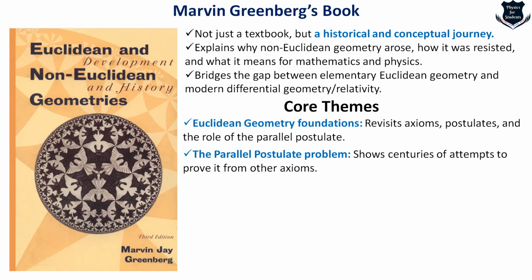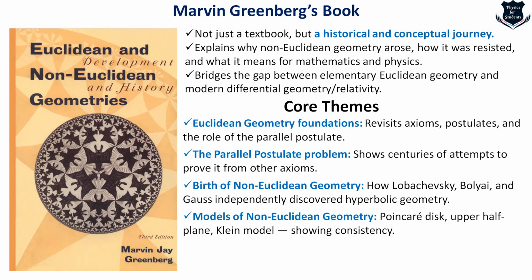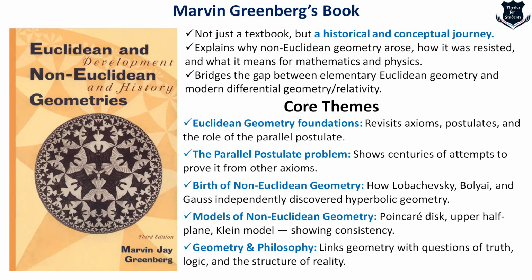So the core themes are Euclidean geometry. It will revisit it, because it is good that you brush up before going into the lessons. Then it will start with the parallel postulate problem, showing that it took mathematicians centuries to prove this one. And then the birth of non-Euclidean geometry, followed by Lobachevsky, Bolyai, Gauss, and other areas. It will also help you understand the models of non-Euclidean geometry, including the Poincare disk, upper half plane, and so on, and the Klein model. And it will also link geometry and philosophy, which will ask you certain questions of truth, logic, and structure of reality.